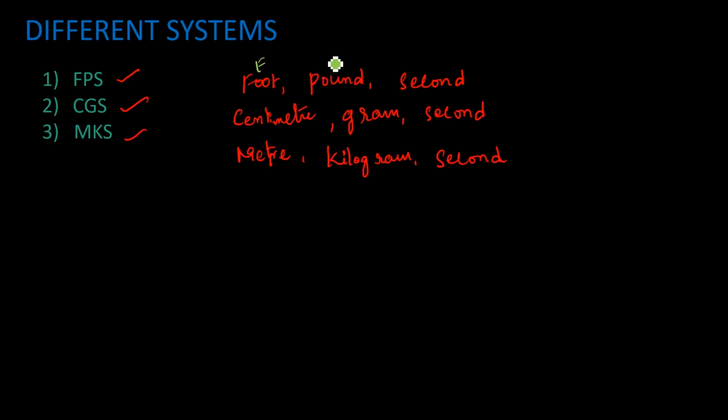So F is foot, P is pound, S is second. C is centimeter, G is gram, and S is second. Then M is the meter, kg is kilogram, and here it is second. So we can take it like this. Previously we could measure length by our foot, and sometimes in olden days we would measure by our hand span.